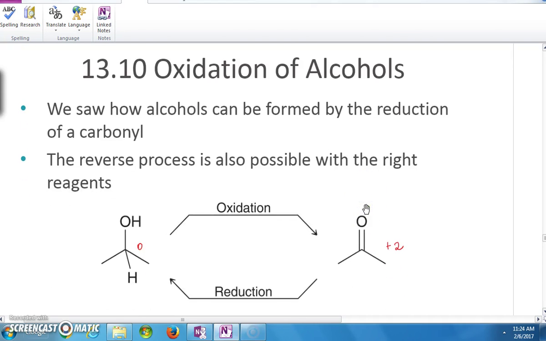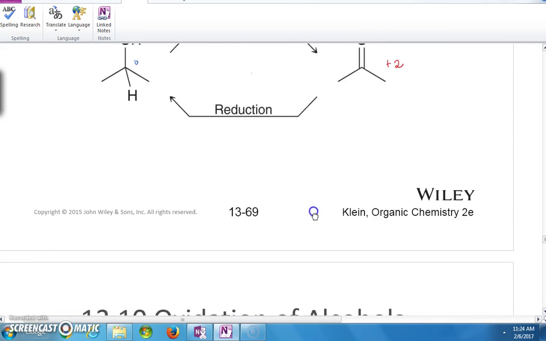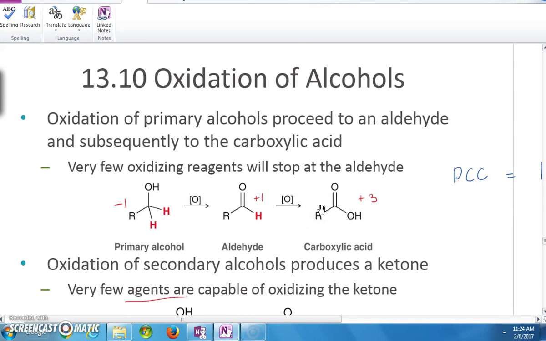As you can see here, the oxidation number of this carbon is 0, while here the oxidation number is +2. So you can see this is an oxidation, while the reverse is a reduction. Now, oxidation of primary alcohols proceeds to an aldehyde, and subsequently to the carboxylic acid. Very few oxidizing agents will stop at the aldehyde.